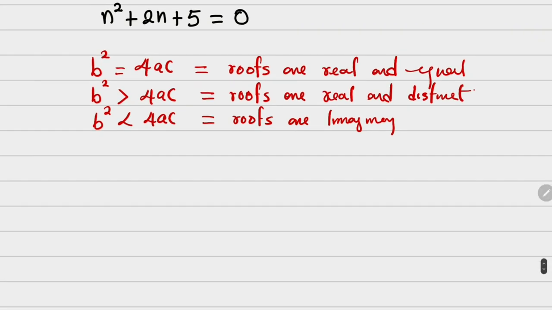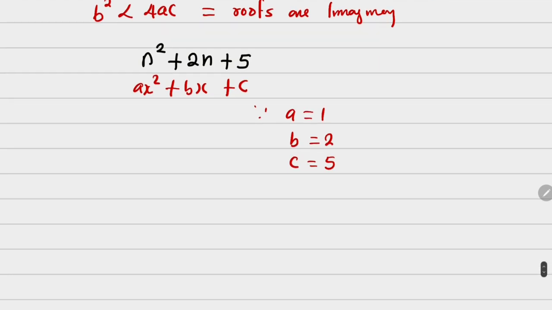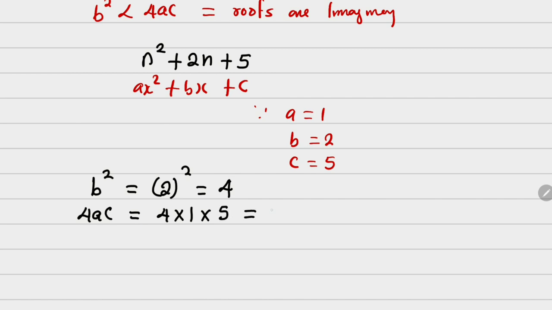So let's check it out. Now, how do we know a, b, c? Remember, this is n squared plus 2n plus 5, okay? And the general format of a quadratic equation is ax squared plus bx plus c. Now, if you check it, you will find that your a is equal to 1, your b is equal to 2, your c is equal to 5. So let's check it out. Now, we have b squared. B squared is equal to 2 all squared, which is equal to 4. Now, 4ac will be 4 times a, which is 1, times c, which is 5, which is going to be 20.